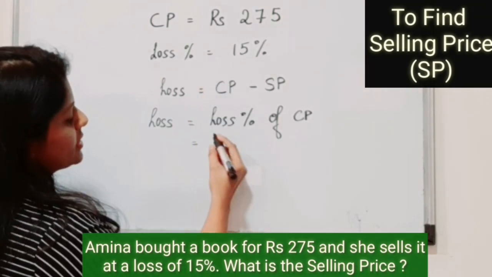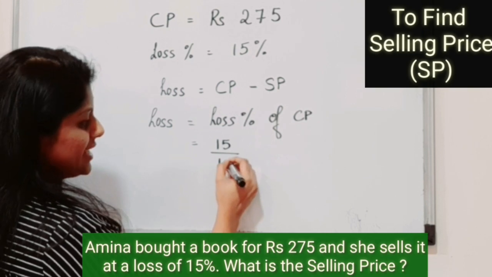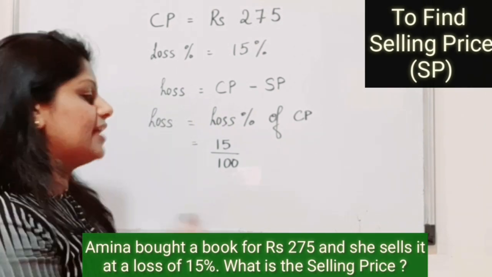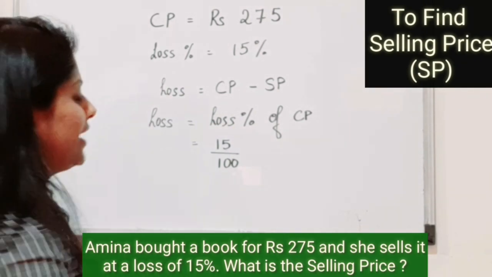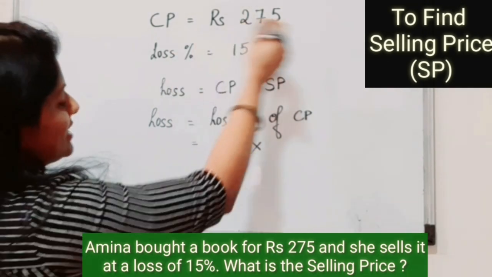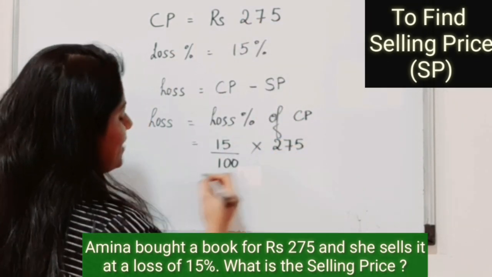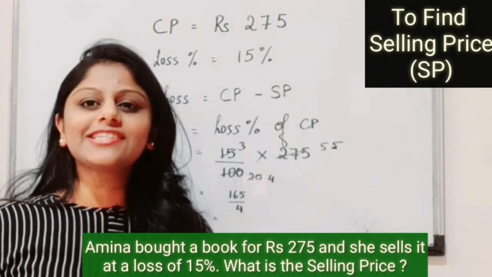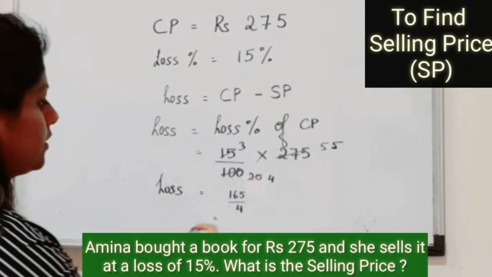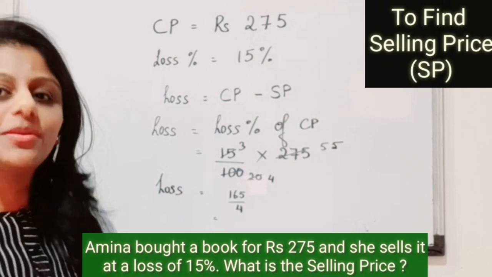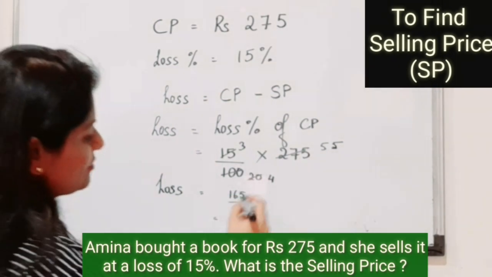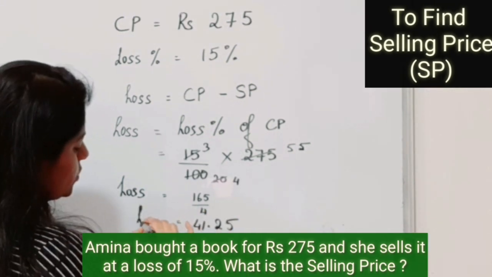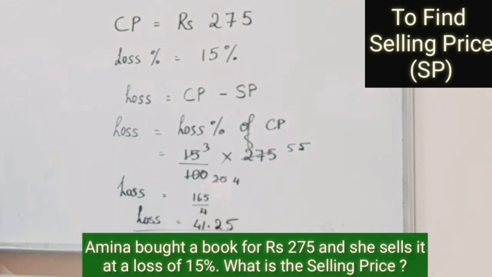Therefore loss is equal to loss percent, which is given as 15%, that is 15 by 100. I hope you all know how to write percentage. When we are denoting a percentage as a number, it will be divided by 100. Of means multiplication, and CP is 275. So let's solve it and find the loss. On solving, we get the answer to be 165 divided by 4. Either you can keep it like this or you can bring it to the decimal form. So 165 divided by 4 will be 41.25. So we got the loss out of the loss percentage.